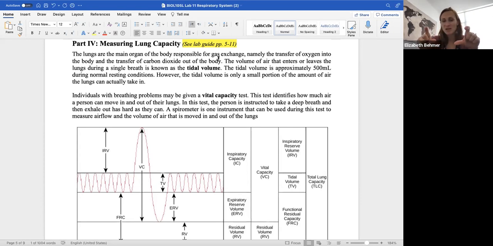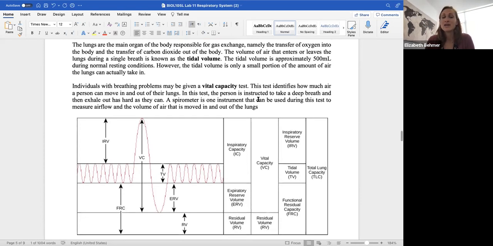If the amount of air that you're breathing in is not where it should be, that could be a sign for concern. So it's a great diagnostic tool. It usually uses some sort of measuring device that goes over your mouth. You breathe in, you breathe out, and it's able to measure that air coming in and out.